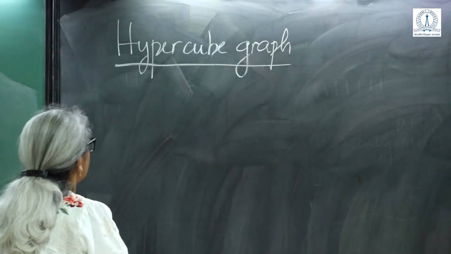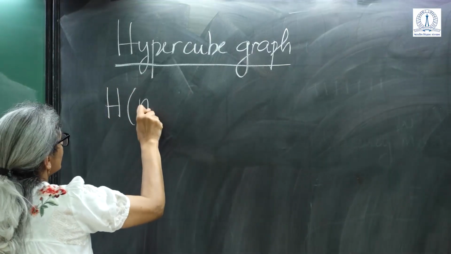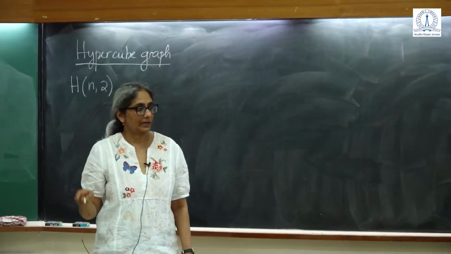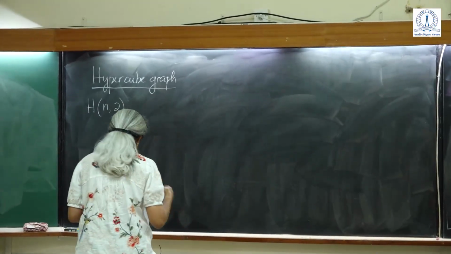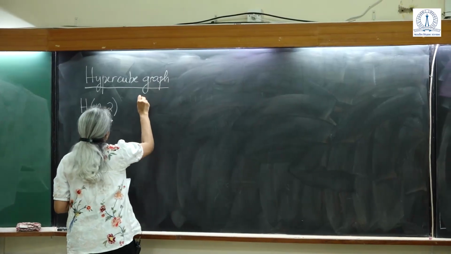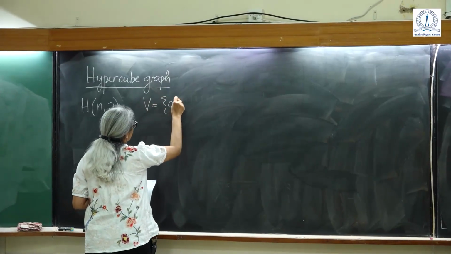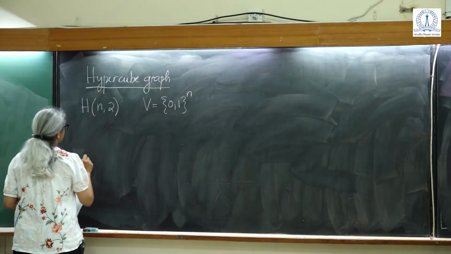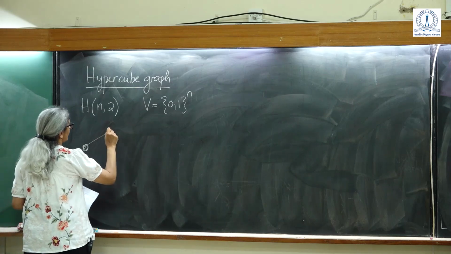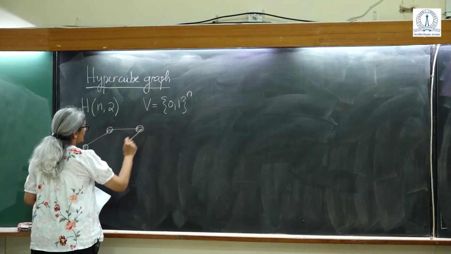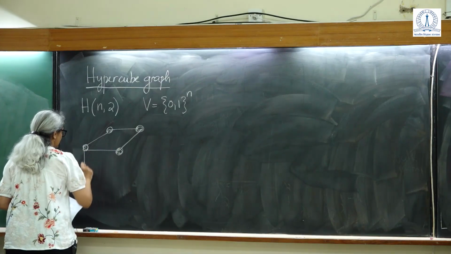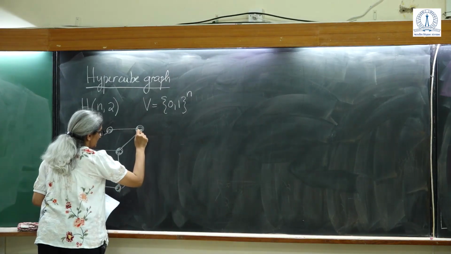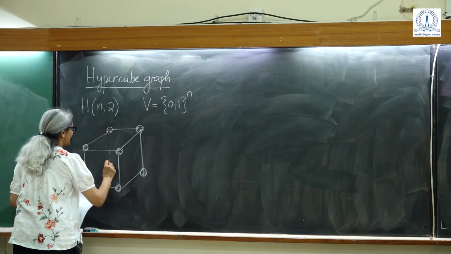Okay, so I'm going to call this graph H(n,2). Let's look at just the binary hypercube. This is the name of the graph. The vertex set is the set of all 0, 1 vectors of length n. For example, let's have an example in the background. I want to take all 0, 1 vectors of length n. Let's do it for n equal to 3. So I'm taking all 0, 1 vectors of length 3.